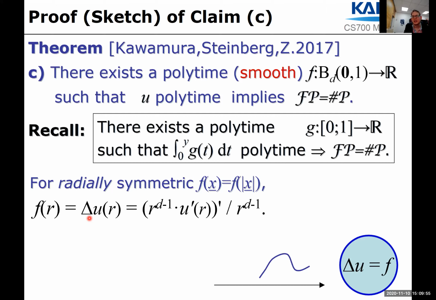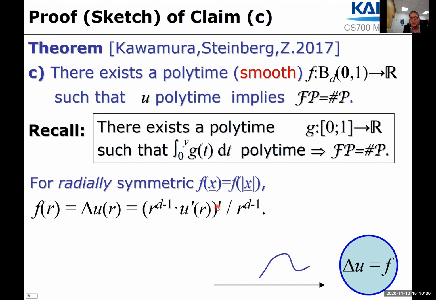it simplifies again and becomes an ordinary differential operator of one parameter, namely the radius, the distance from the origin, which we here denote r. So in this case, Poisson's equation simplifies to an ordinary differential equation, this one. So here's the radially symmetric right-hand side, and the Laplace operator becomes this ordinary differential operator.